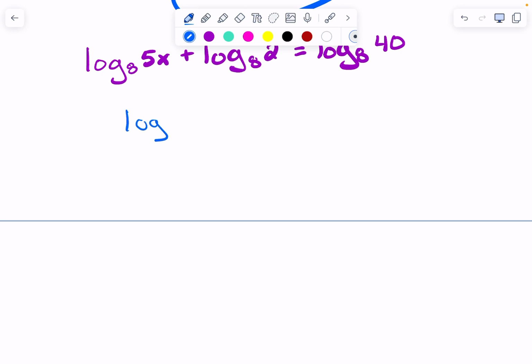Okay, let's do this one. Let's do log base 7 of x minus 2 log base 7 of 3 equals. Don't you mean more like 4? Okay, solve this one.